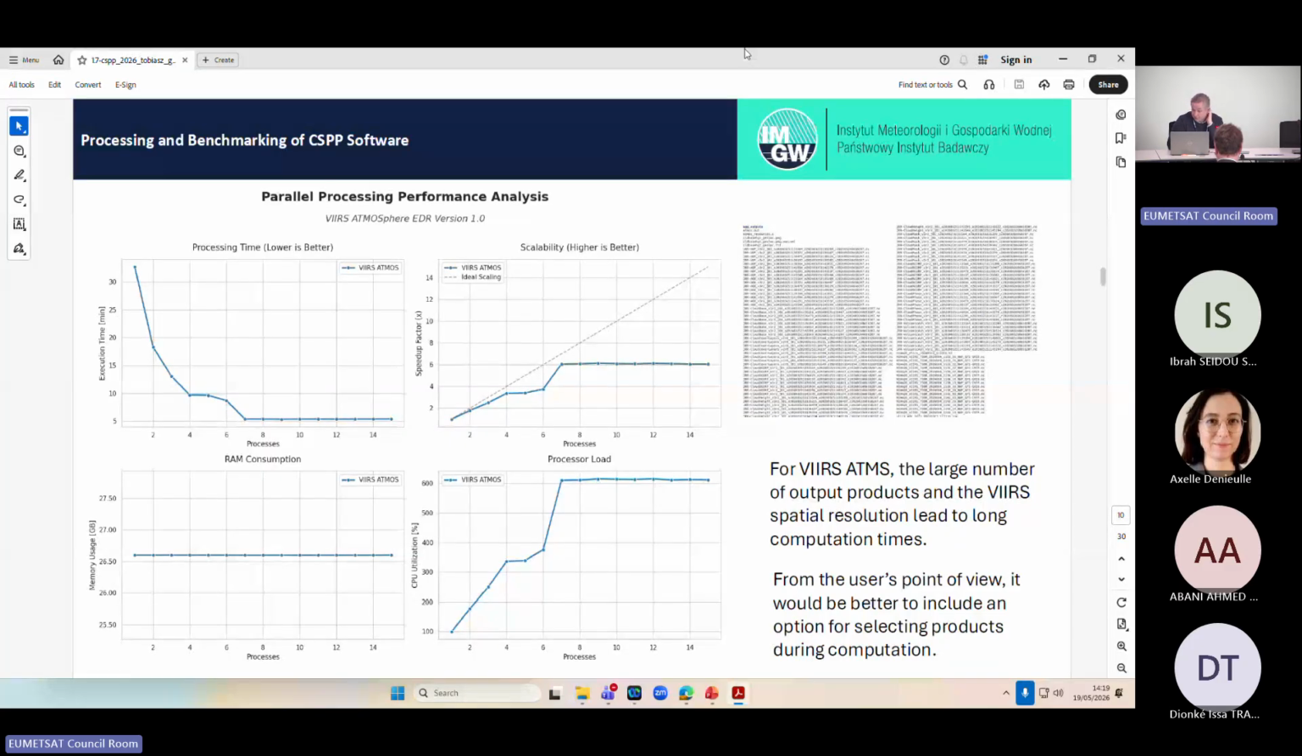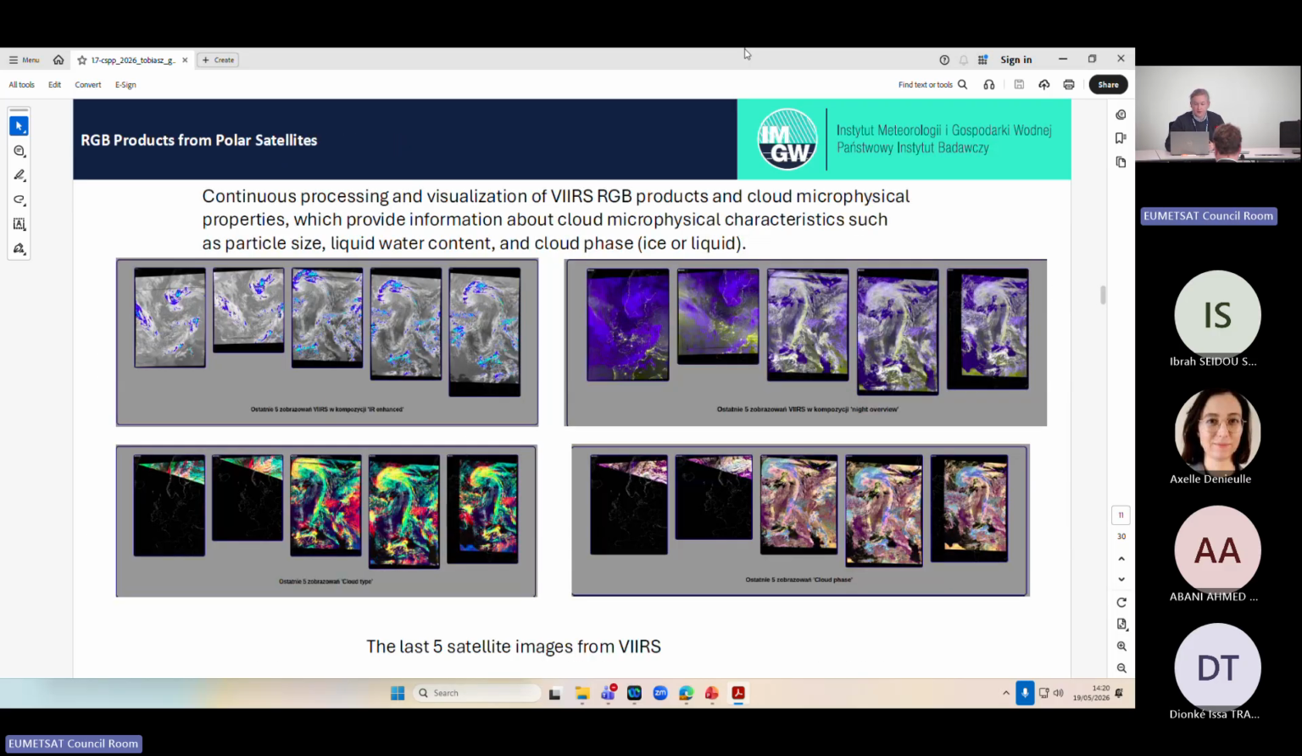And from the user point of view, it would be better to include an option for selecting products during computation, because the number of products from this software is huge, and not necessarily all products will be used by the user. Okay, but this is all about the benchmark.